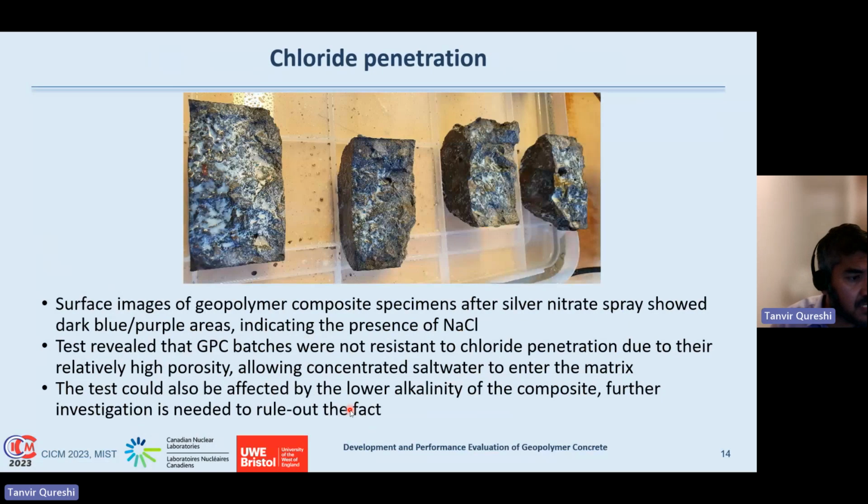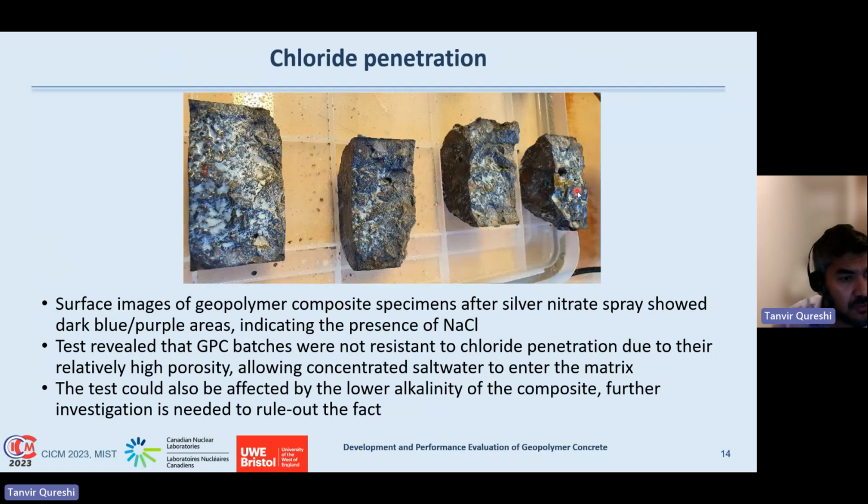In terms of the chloride penetration, the surface image shows here after the silver nitrate spray, which shows dark blue, purple areas indicating that these areas are actually the geopolymer that we produced as a general grade of the composite systems. It has a benchmark compressive strength of about 10 megapascal in 7 days or 15 megapascal in 15 days. However, this is a bit less dense, so chloride penetration has happened throughout the samples.